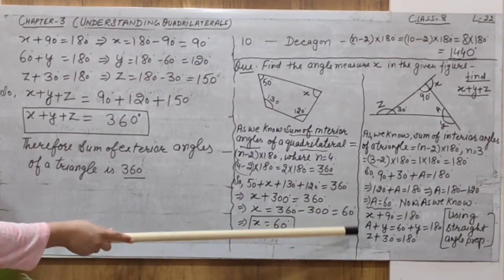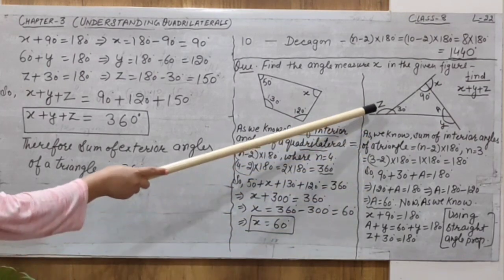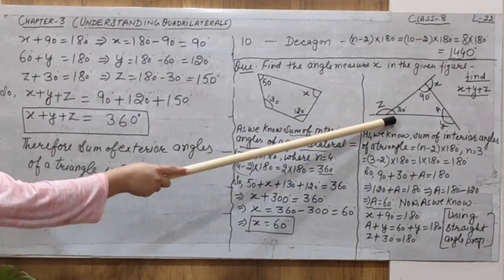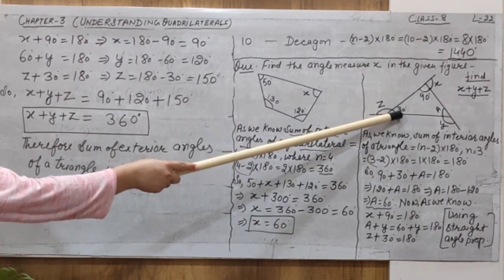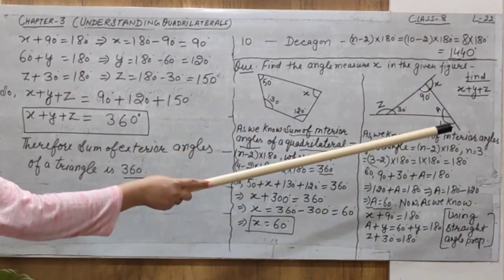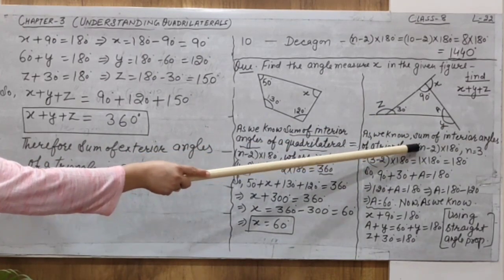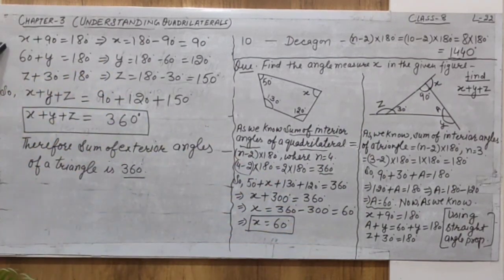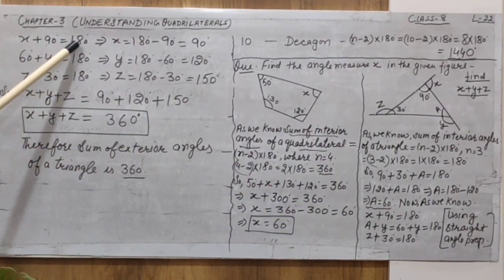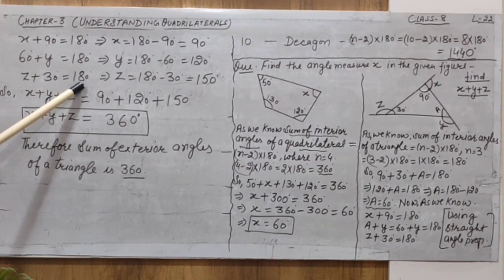After making these three equations using the straight angle property, that a straight angle is equal to 180 degrees, we have z plus 30 is equal to 180, 90 plus x is equal to 180, and a, that is 60 degrees found using the sum of interior angles, plus y is equal to 180 degrees. So the equations are x plus 90 is equal to 180, 60 plus y is equal to 180, and z plus 30 is equal to 180.